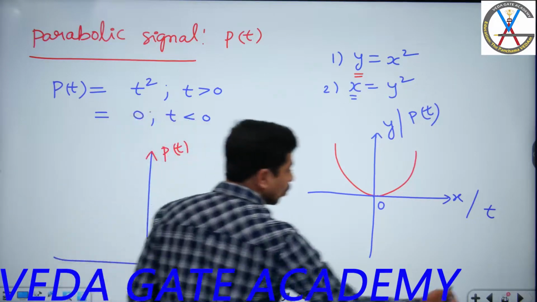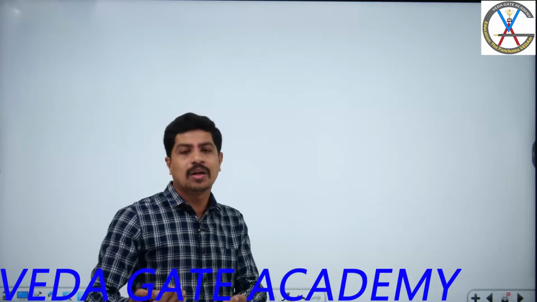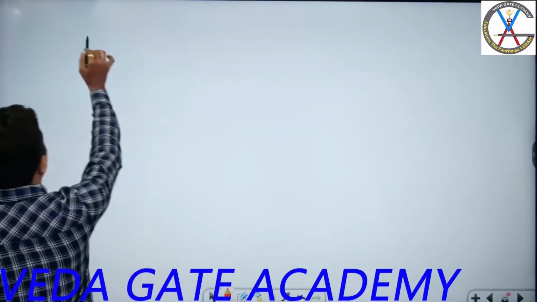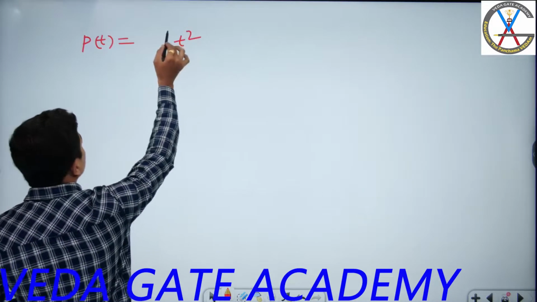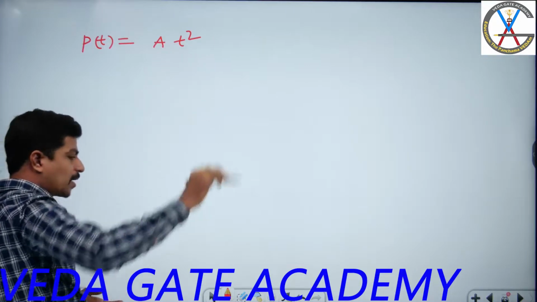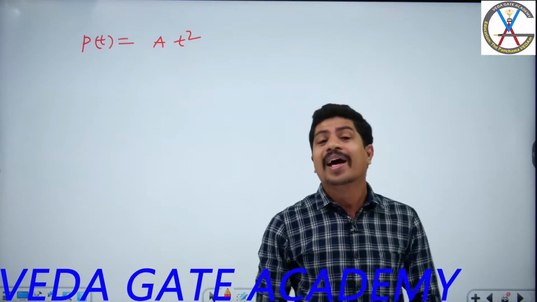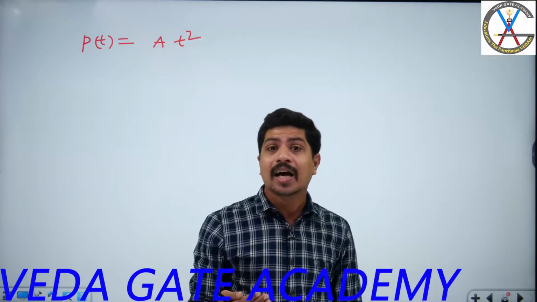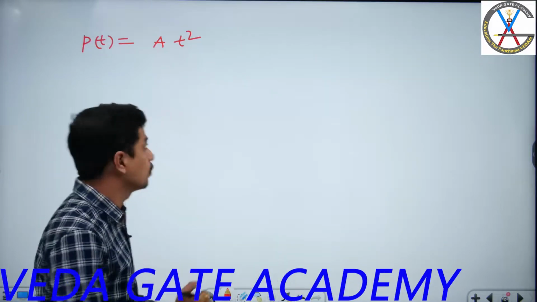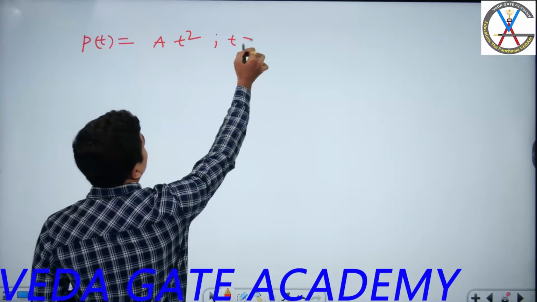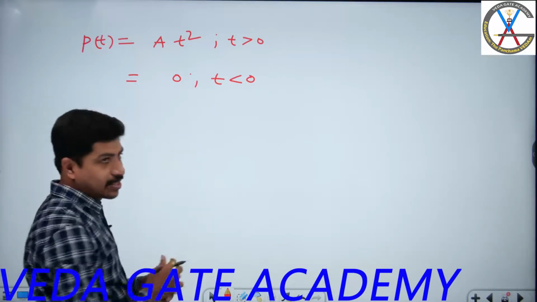Now let's go for the definition. We need to do some further modifications in the definition. We got the parabola definition as p of t is equal to t square. This multiplication factor may be any value. It is not magnitude, please. In the step function, a is magnitude. In the ramp function, a is slope. What is a in the parabolic function? We are going to see. For t greater than 0, equal to 0 for t less than 0.